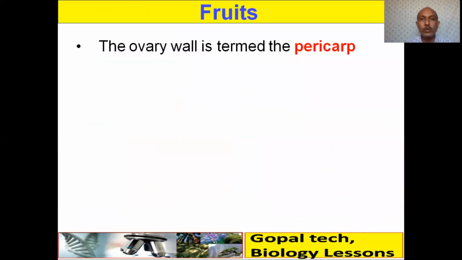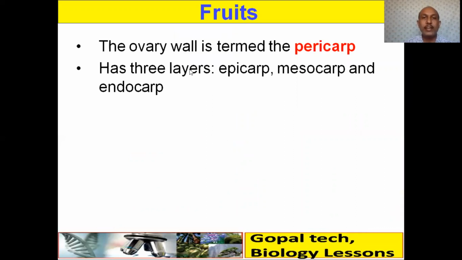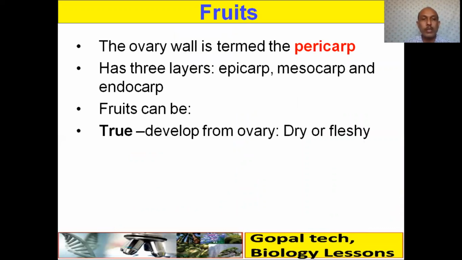Fruits. The ovary wall is termed the pericarp. Carpel, peri means surrounding, pericarp. So it has three layers: epicarp uppermost, mesocarp middle, and endocarp inner, inside which the seed is present. Fruits may be true fruit developed from a real ovary. A true fruit may be dry, for example you can take almond seed or almond fruit, and fleshy, you can take orange, you can take mango.